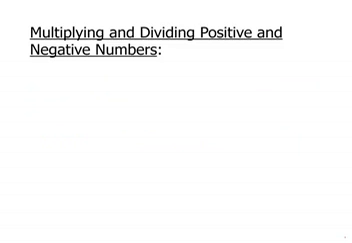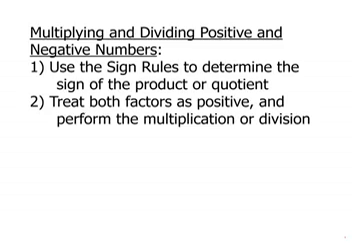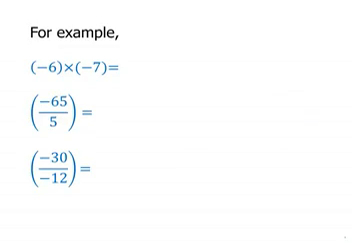So when we're multiplying positive and negative numbers, really the easiest thing to do is first think through the sign rule. Do I want to end up with a positive answer or a negative answer? You should always know that before doing any calculations. Then usually the easiest thing to do is treat both things as positive, just perform the multiplication as if everything were positive, and then add the appropriate sign at the end. So for example, negative 6 times negative 7. Negative times negative, that's positive. So that's going to be the same as 6 times 7, and 6 times 7 is 42. So positive 42 is the answer.